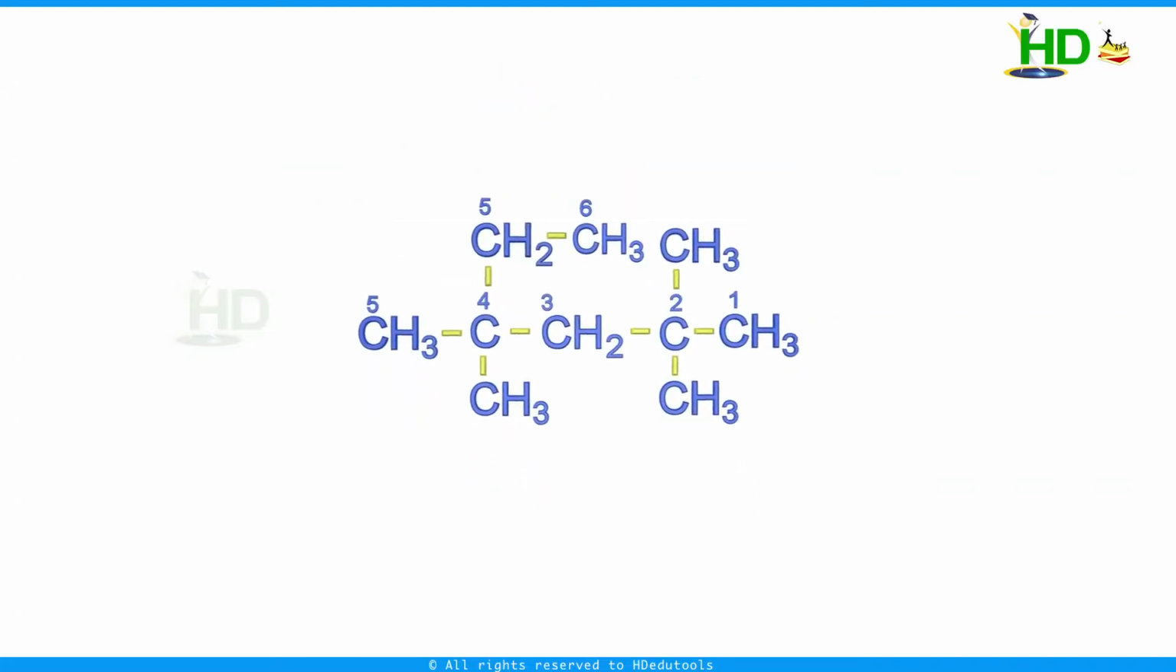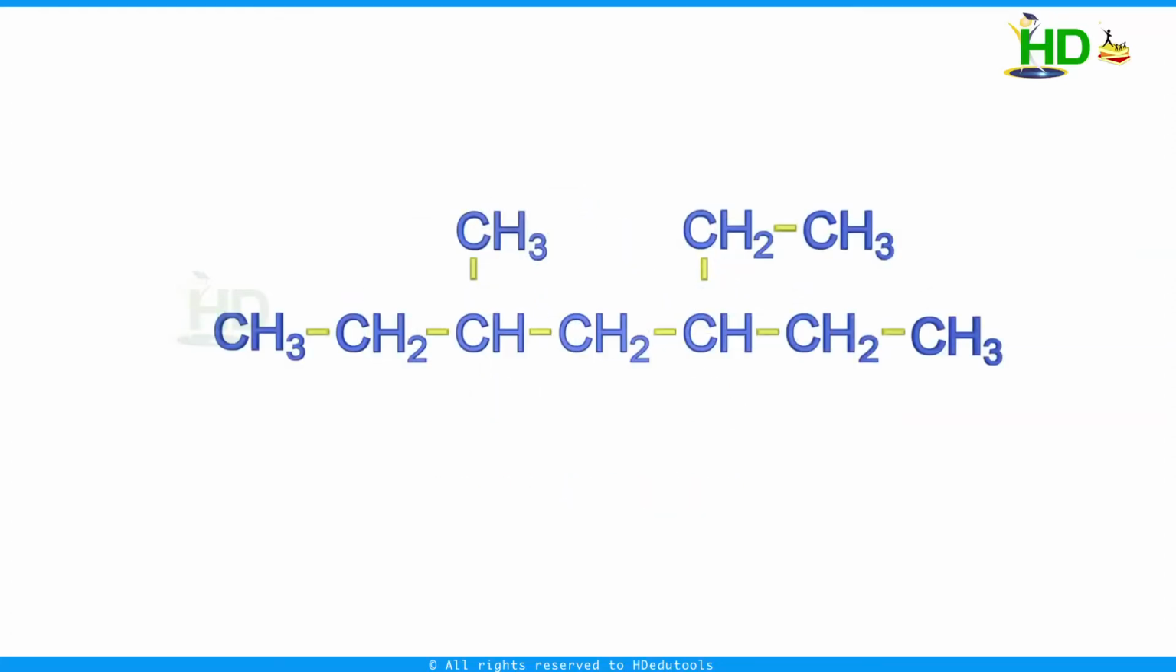Now in this problem, if I take this as the parent chain, how many carbons are there? 1, 2, 3, 4, 5. If I take this as the parent chain, 1, 2, 3, 4, 5, 6 carbon atoms are there. Therefore, we have to select this. On the second one and on the fourth one, we are having alkyl groups. The second contains 2 methyl groups and the fourth also contains 2 methyl groups. Therefore, the name of this compound is 2,2,4,4-tetramethyl. 4 methyls are there. Tetramethyl hexane.